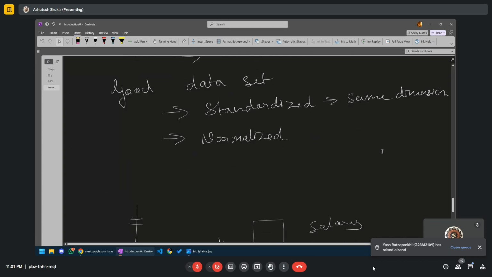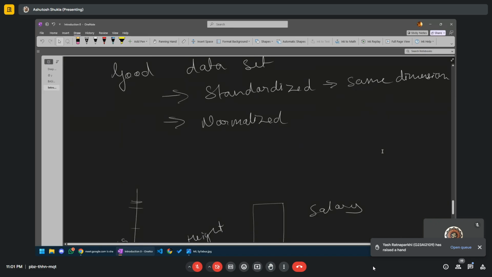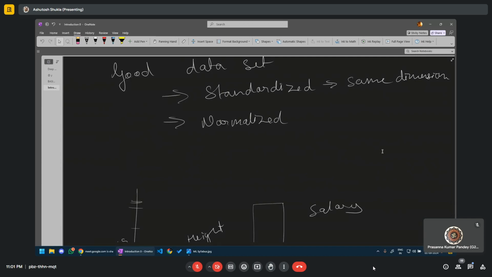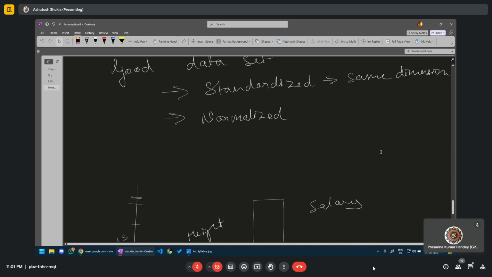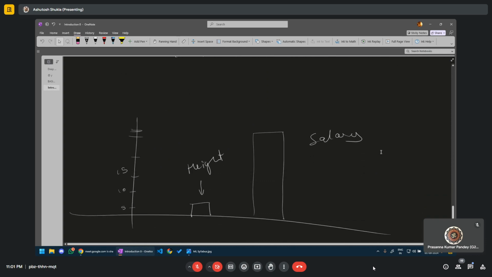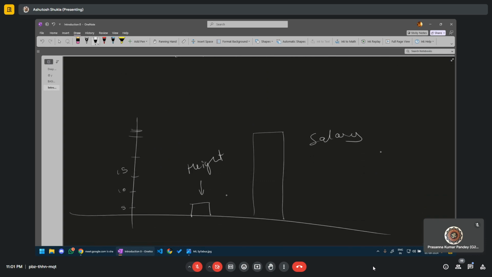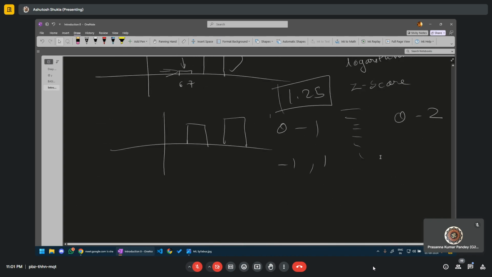Yeah, one thing about the normalization that you are saying. Normalization is basically, we can say, reducing the randomness between data, right? No, it's not reducing the randomness between the data. Okay, look at this.